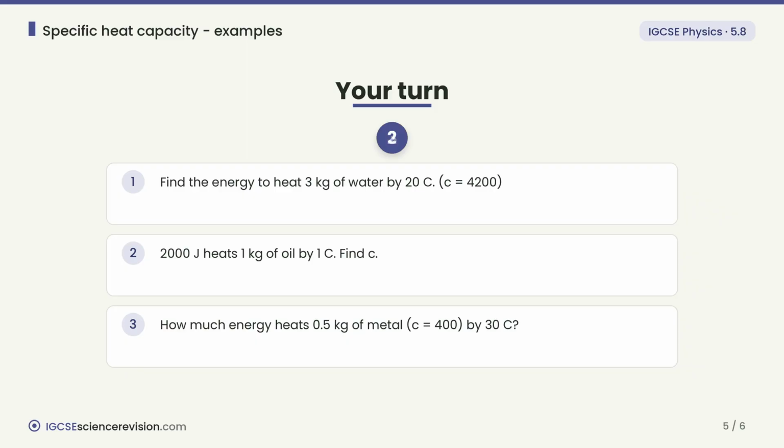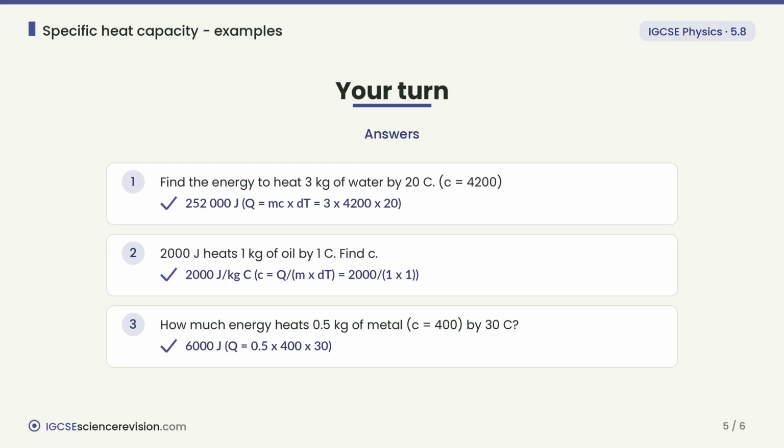3, 2, 1. Here are the answers. Number 1, 252,000 J. Q equals mc delta T, 3 times 4,200 times 20. Number 2, 2,000 J/kg C. c equals Q over m times delta T, so 2,000 over 1 times 1. Number 3, 6,000 J. Q equals 0.5 times 400 times 30.